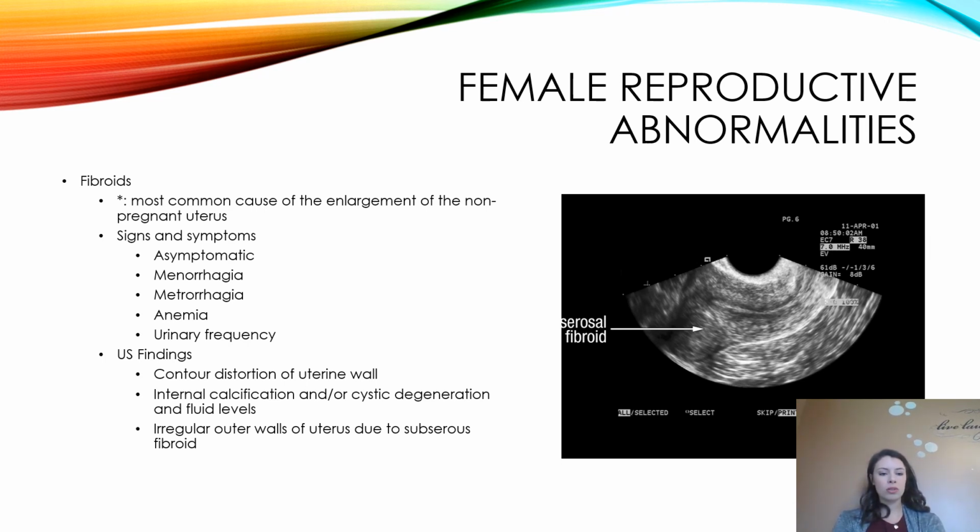Some findings sonographically can be contour distortion of the uterine wall, internal calcification and/or cystic degeneration with fluid levels, or irregular outer walls of the uterus due to a subserosal fibroid. So as you can see here in this picture, you see this mass, and that is a fibroid.